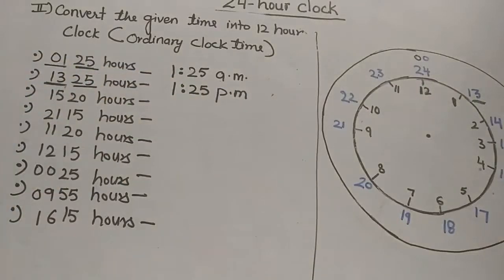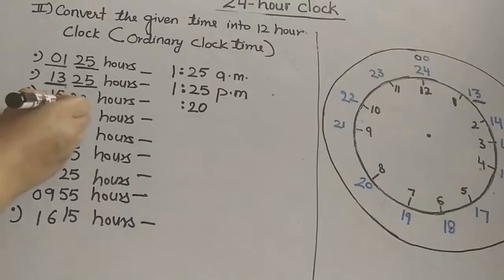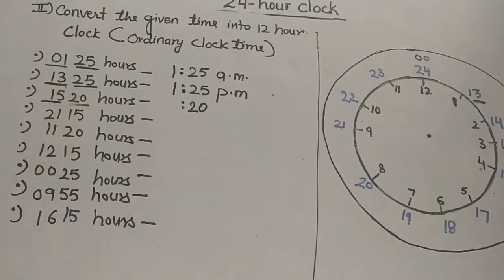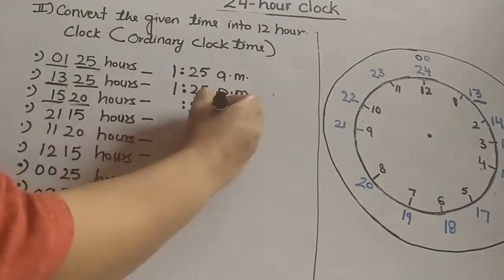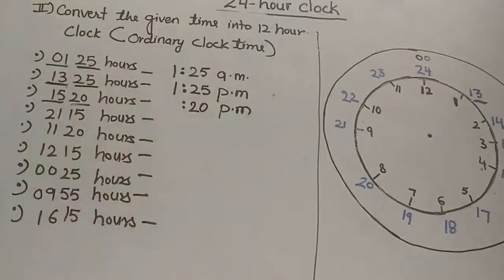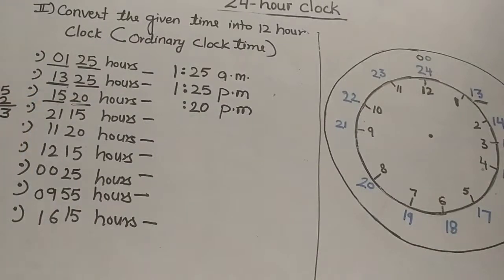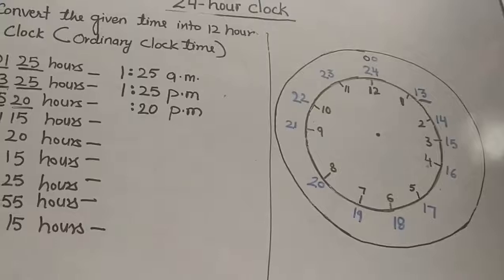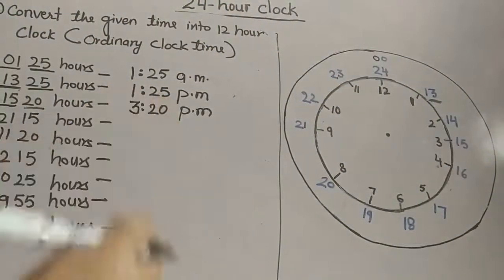Next, last two digits 20 after the colon, 20 minutes. Before that, the first two digits 15 greater than 12. So as you are getting the number greater than 12, you will write PM here. Now next, subtract 12 out of 15. You are getting 3. Or see the value of 15 here. It is 3. So we will write 3:20 p.m.